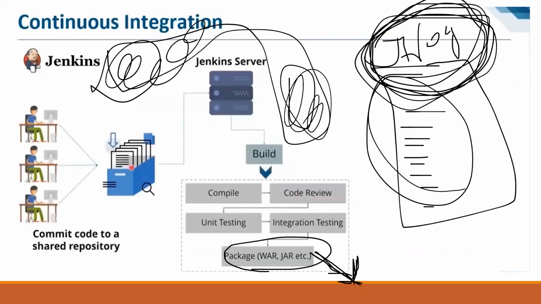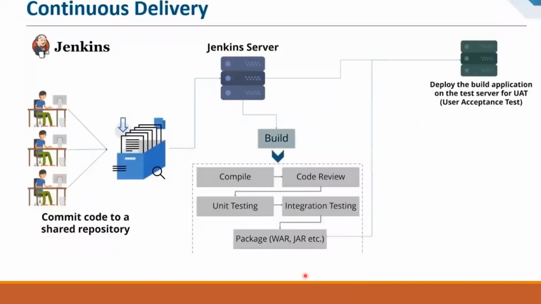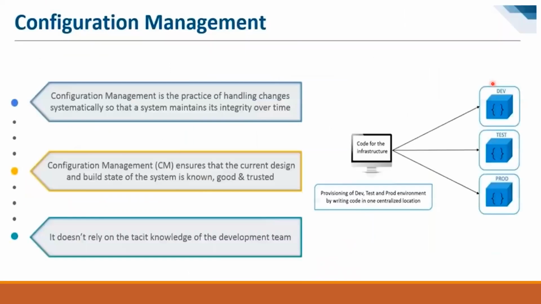So continuous integration. Continuous integration means taking whatever the developer develops, taking that code, and building the war or jar. In the process of compile, code review, unit test, and integration testing, there are tools; we use the tools and automate the process. Then continuous delivery: after building and packaging the war or jar, it is deployed to the server, which is nothing but continuous delivery.